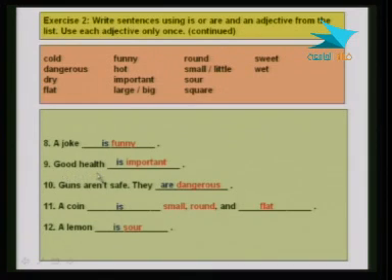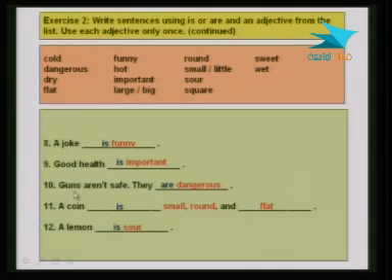Good health together is the subject. Health is the noun. Good is the adjective. So good gives information about health here. It modifies the noun health, and it serves as the subject of the sentence. Good health is important. Then that is singular.